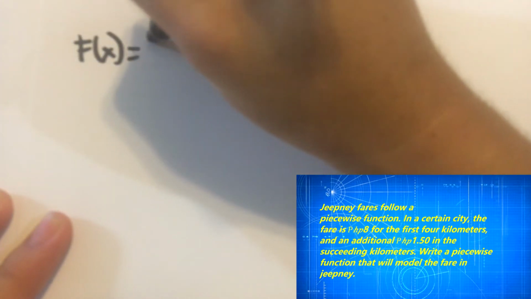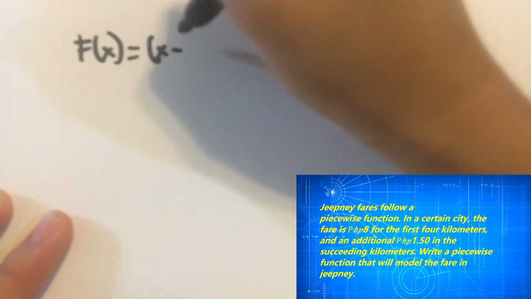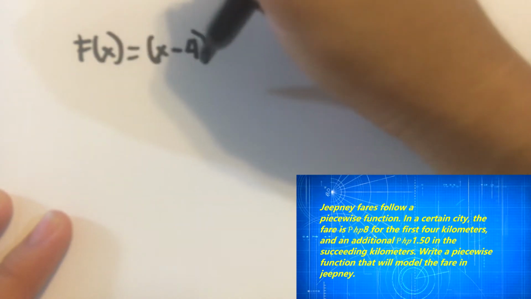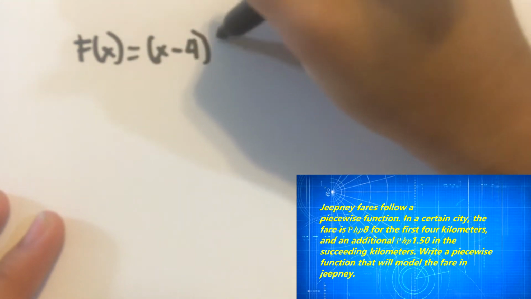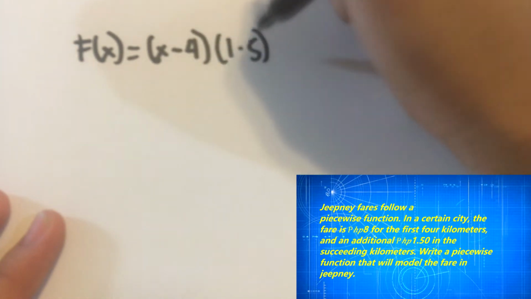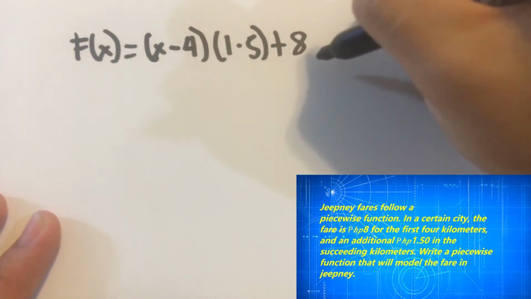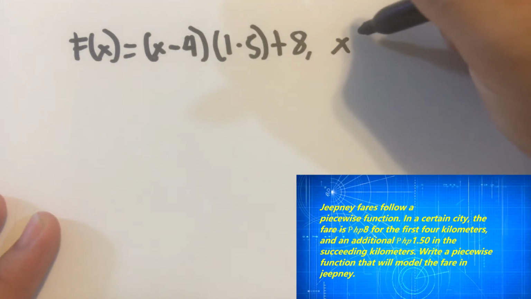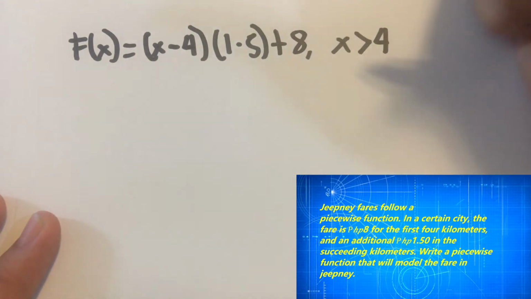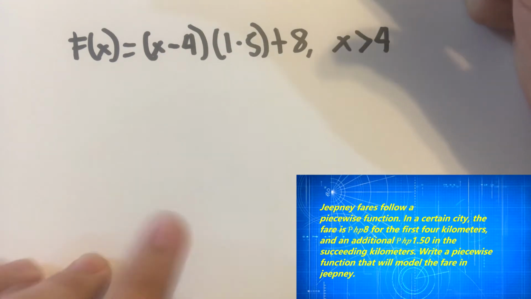For the second case, the fare is added by 1 peso and 50 centavos for every succeeding kilometer beyond 4 kilometers. So, what I'm going to do is still write the fare, which is f of x, and then the distance, which is x, minus the 4 kilometers that we already consumed, since we are beyond 4 kilometers, multiplied by the additional fee of 1 peso and 50 centavos, and then the fixed price of 8 pesos, if the distance, or x, is greater than 4. So here we have our second case for the piecewise function model.